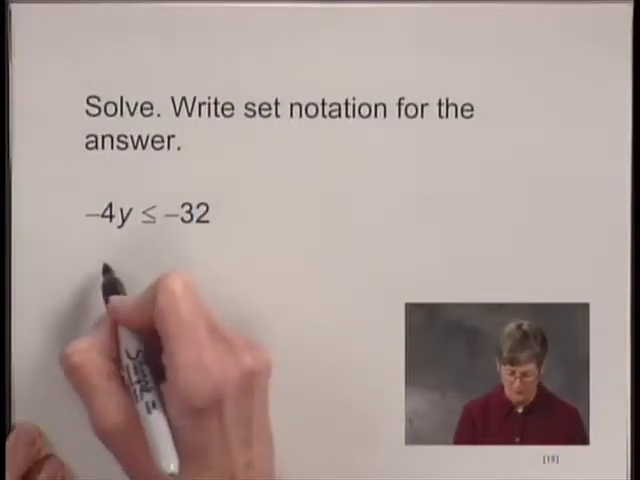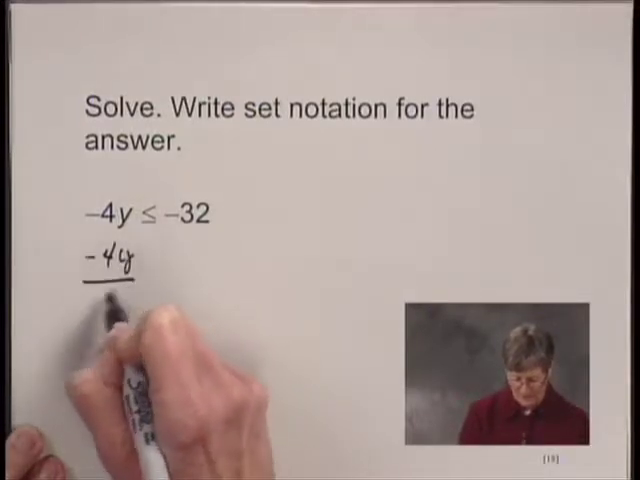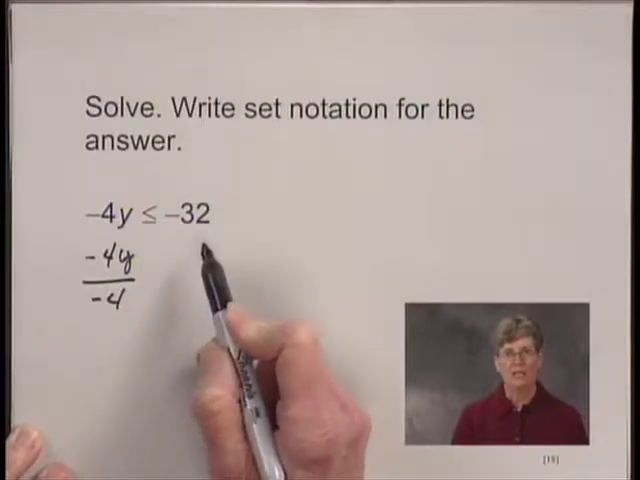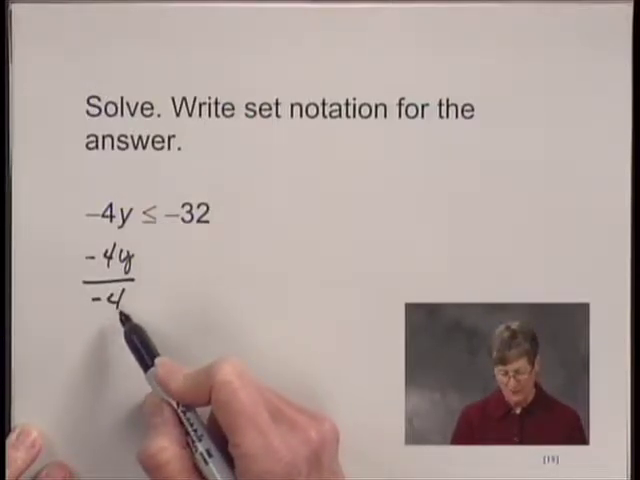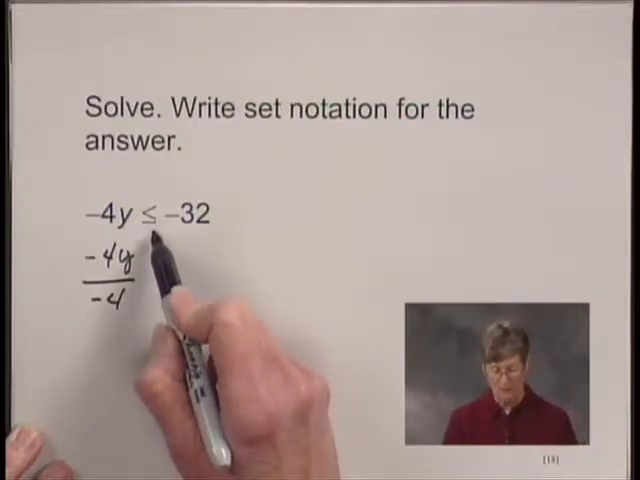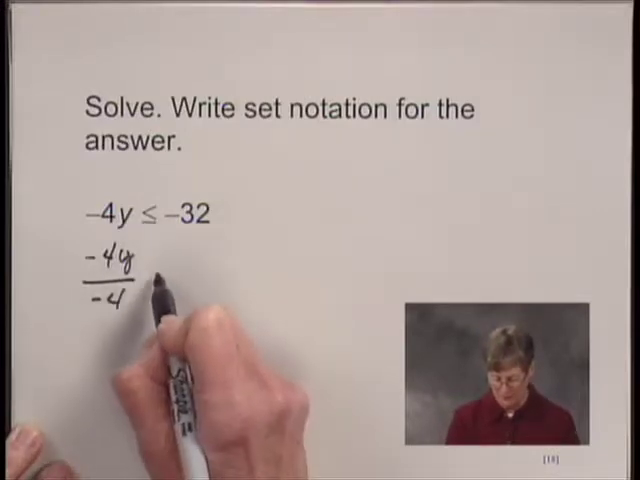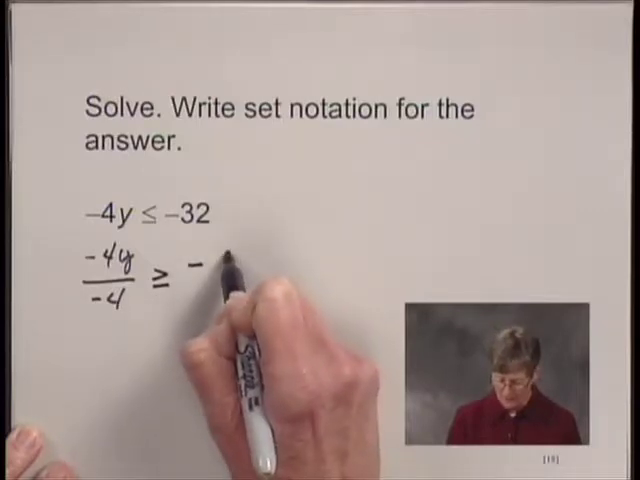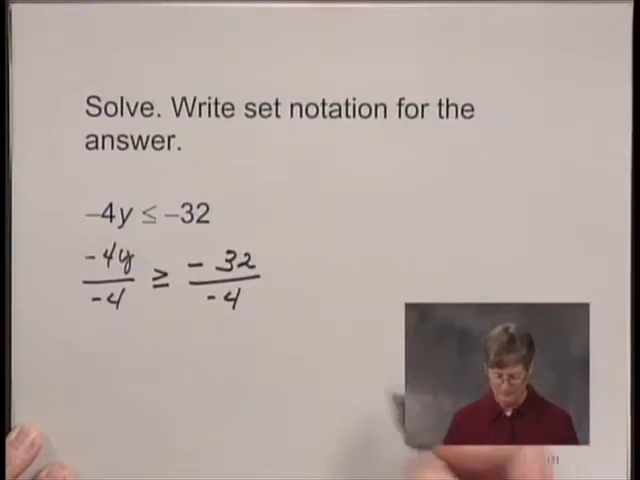by negative 4. So on the left, I would have negative 4y divided by negative 4. We're using the multiplication principle for inequalities to do this, and that principle says that if we divide or multiply both sides of an inequality by a negative number, we have to reverse the inequality symbol. So we'll reverse the less than or equal to symbol and write greater than or equal to here. And on the right then I have negative 32 divided by negative 4.